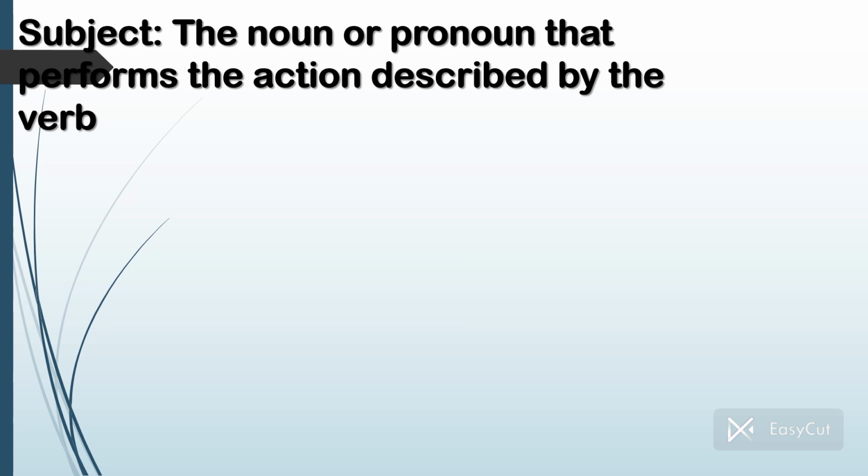Runs very fast. In this sentence, we have Ali as the subject. Why? Because it is performing an action. The verb in this sentence is run and it is dependent on the subject. Who runs? Who is running? Like, the subject is performing the verb. Let me repeat it. The noun or pronoun that performs the action described by the verb. जो action हमारा verb describe करता है, basically the doer of action is called subject.